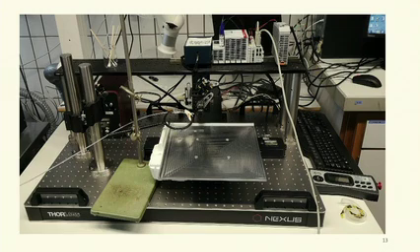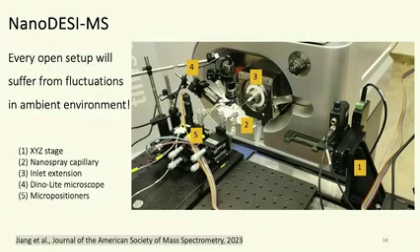The solution here may be implementation of a closed environment, and those are commercially available for, let's say, imaging applications. But as Nick told before, a lot of our setups are custom built to accommodate our specific needs. And this is the recent example of NanoDaisy. It's the Orbitrap mass spectrometer with the inlet and all sorts of custom-made appliances that are fitted to make this NanoDaisy platform happen.